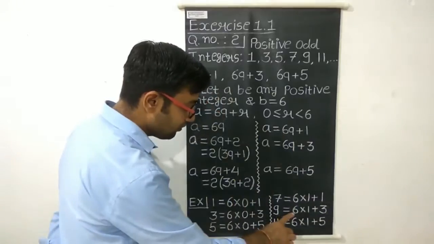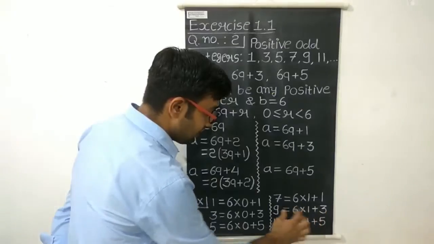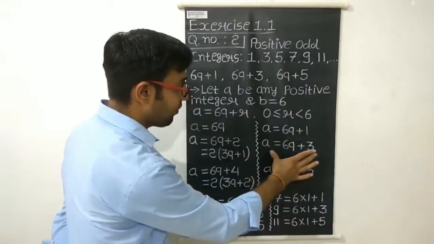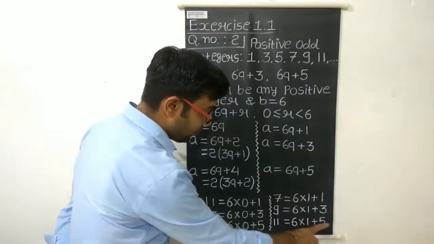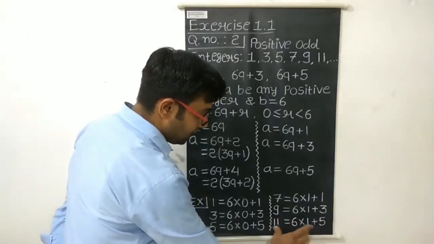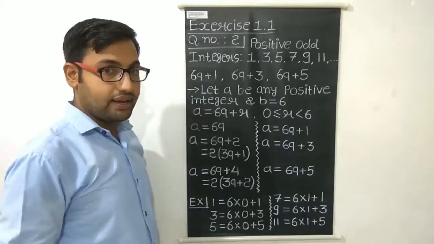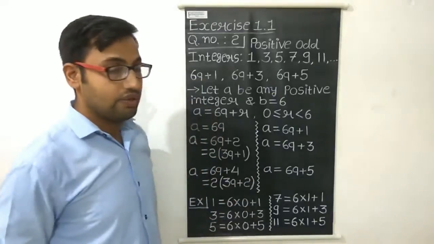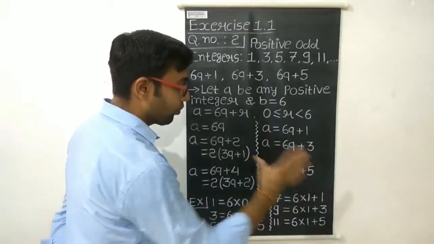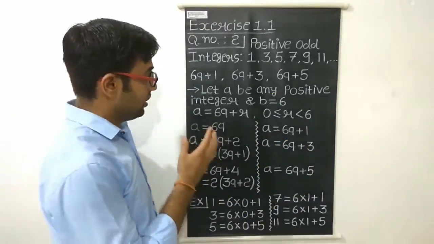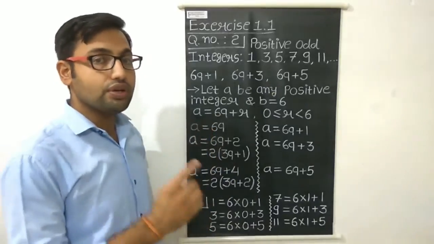Now 9, we can write 9 is equal to 6 into 1 plus 3. Again 9 is an odd integer and it is in the form of 6q plus 3. Now take 11, we can write 6 into 1 plus 5, 11. So 11 is in the form of 6q plus 5. In the same way, you can take any positive odd integer and you can check that it is in the form of this or this or this. Right? So in this way, we can solve this type of question using Euclid's division lemma.